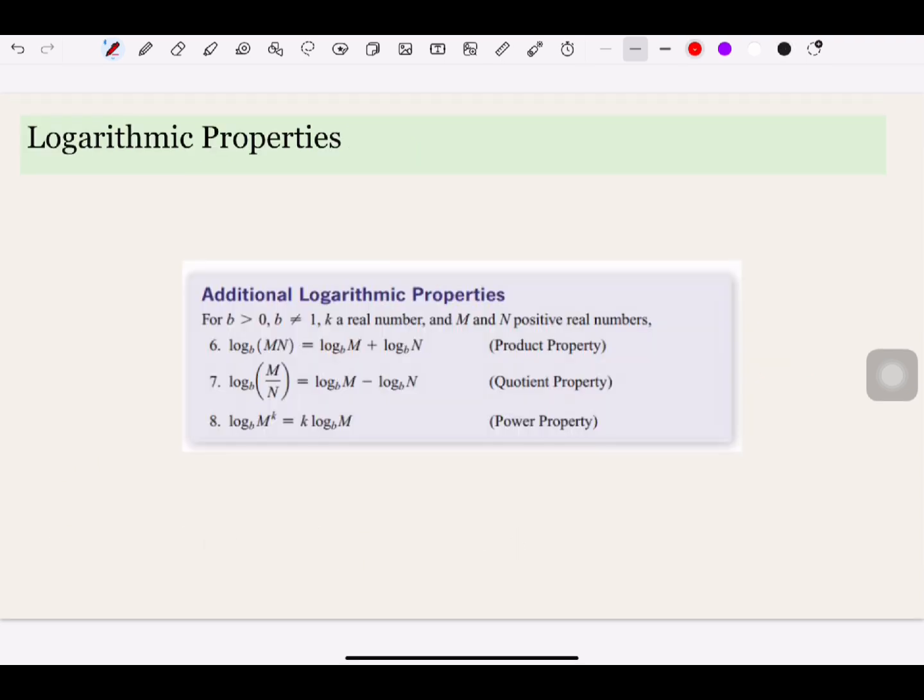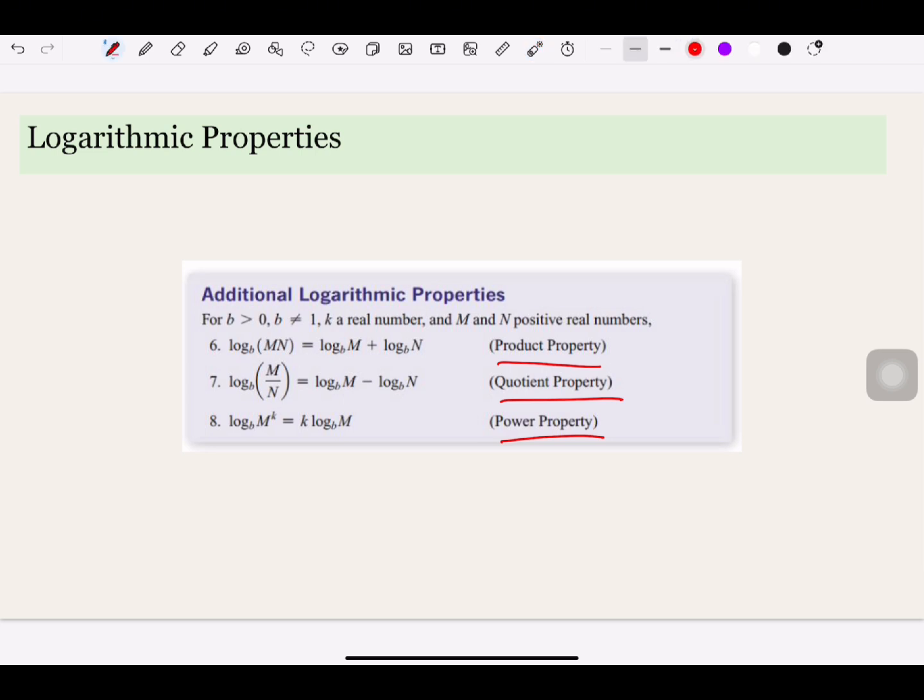Okay, so now you have learned the basics of logarithms. Now let's talk about 3 important properties that help us to expand and simplify logarithmic expressions. These are called the product, quotient, and power rule. First of all, let's talk about the product property. This property means the log of a product is the sum of logs. You can think of it as multiplication becomes addition.